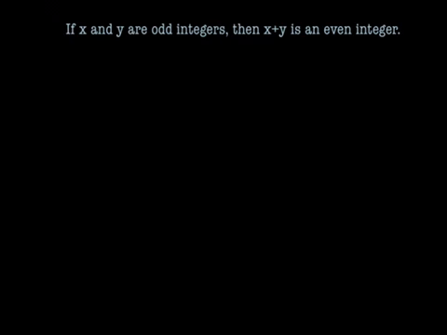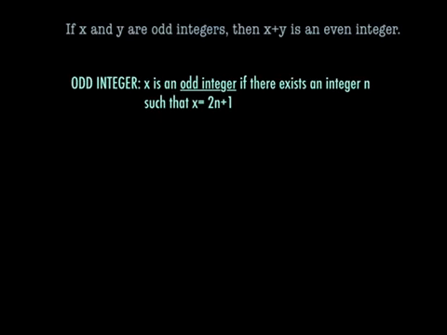The first stepping stone we need is first principles, or definitions. I find it helpful to look at first principles on both ends, not just the starting end, in order to see what I have and where I'm going. First, I'm going to need to know what it means to be an odd integer. If x and y are odd integers, what does that mean? x is an odd integer if there exists an integer n such that x is equal to 2n plus 1.